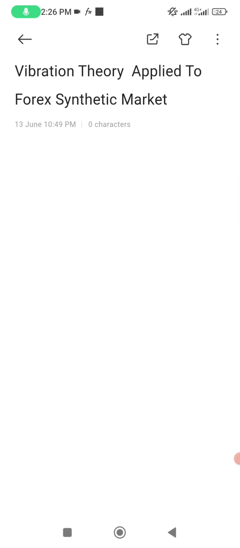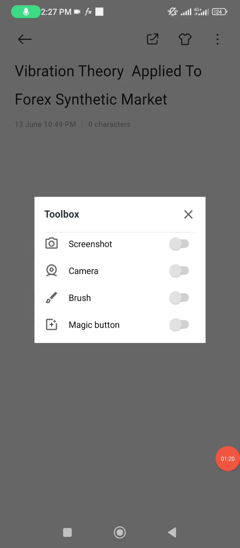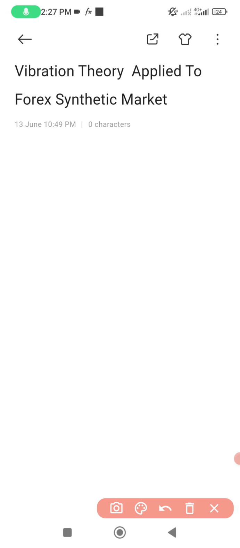So right now, you should have understood that the market is a function of vibration. So what is vibration? A vibration is the movement of a particle to and fro about an equilibrium point. So we have to explain vibration from a scientific point of view.